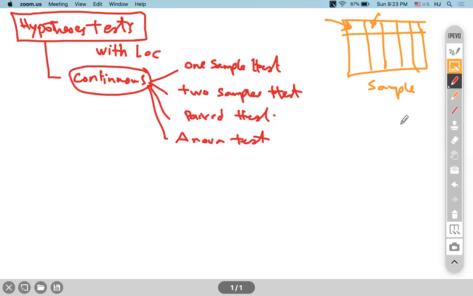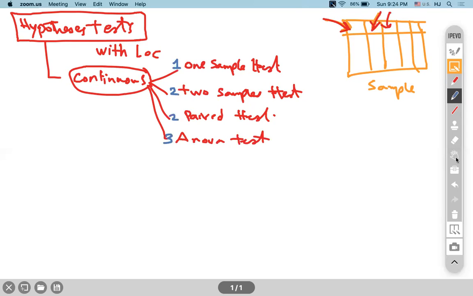So if you had just one variable, then you do a 1 sample t-test. If you had 2 continuous variables, you can do the second one. If you had more than 2, you can use the third one. So this one is with 1 variable, this one is with 2 variables, and this one is with 3 and more.